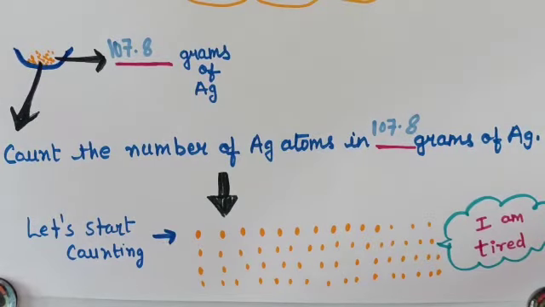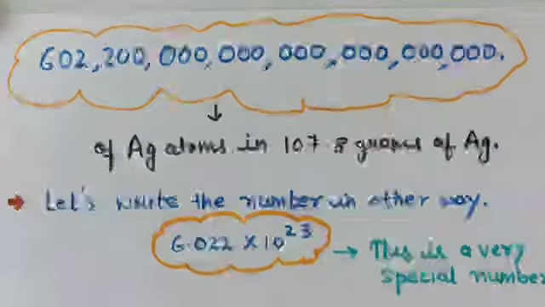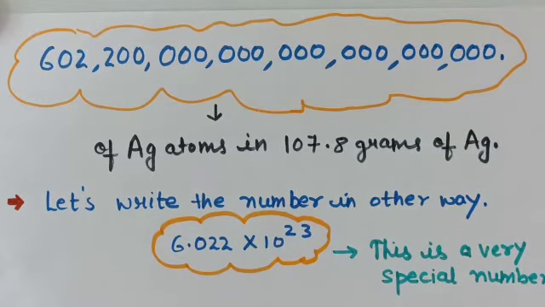Do you want to know how many atoms of Ag are present in 107.8 grams? It's a very long number. Okay, I'm showing you the number. I have calculated it. Well, the number is 602,200,000,000,000,000,000,000. Oh God, such a long number.